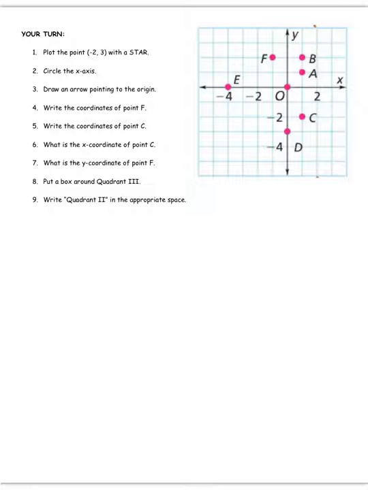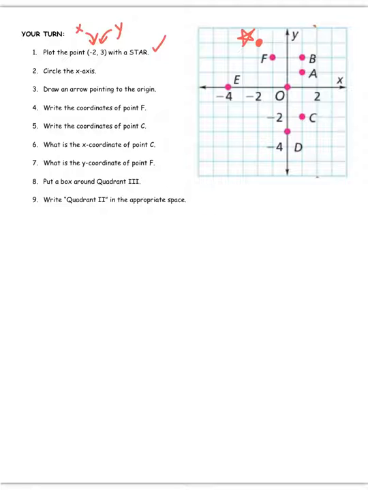Alright, now we're just going to practice some things on here. It says to try this on your own. So if you want to pause the video and try it, just make sure that you restart the video and check your answers when you're done. Alright, so the answers for this, it says plot the point -2, 3 with a star. So I'm going to plot -2, 3. -2 is my x, +3 is my y. -2, 3 should be right here, and I'm going to put a star there. Next, I'm going to check this off, I did that.